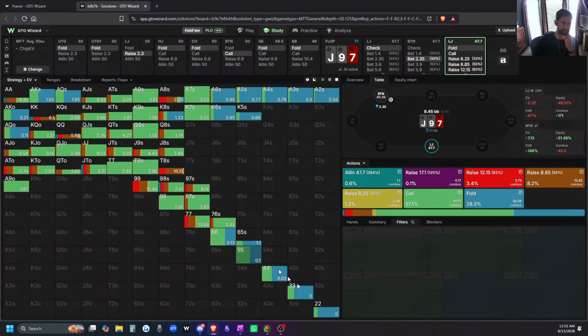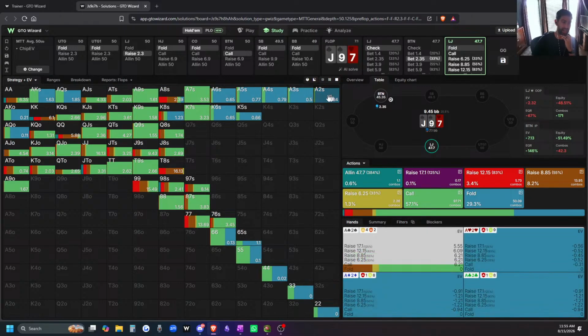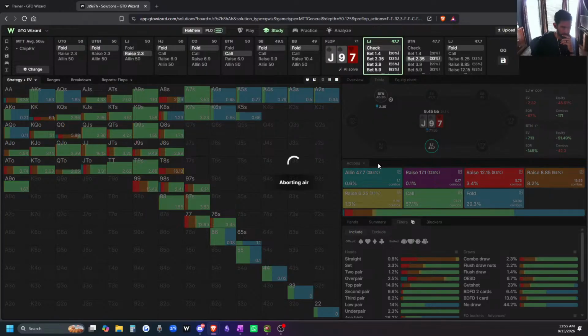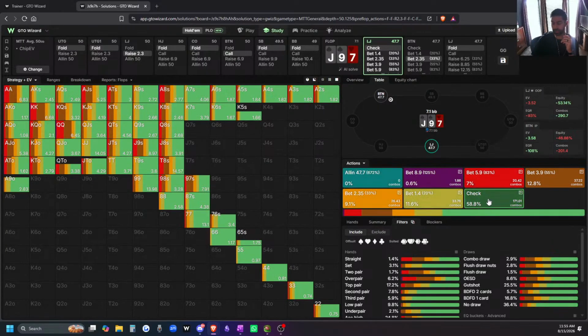Our worst hands are going to be like the hand that I had, like ace 2, ace 3, ace 4, something like king 5 of clubs, some pocket twos. So let's see here. Okay, this is. Go ahead.